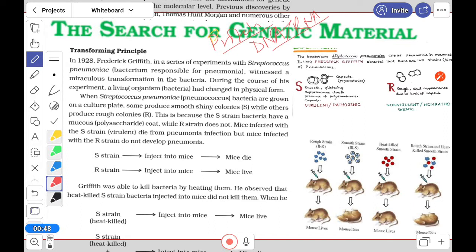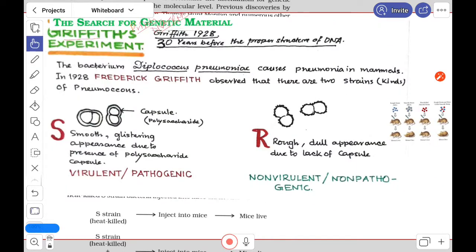In 1928, Frederick Griffith did one experiment. That experiment is in your syllabus, so we'll discuss it now. In the Griffith experiment, here we can see that it was done 30 years before the proper structure of DNA was known, the transforming principle.